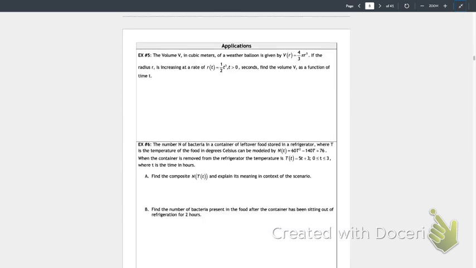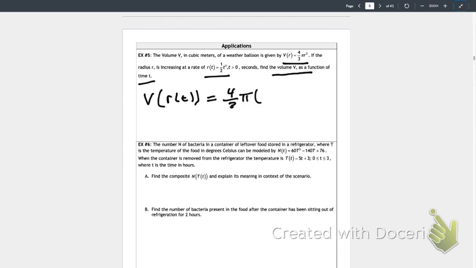Okay, next we're going to do a situation where the volume of a weather balloon is given by this equation. The radius is in terms of time, and the volume is in terms of the radius. We want to find the volume as a function of time. So we want to know V of R of T. So in my volume equation, I should have time instead of R. So everywhere I see an R, I'm going to replace it with what the R function is.